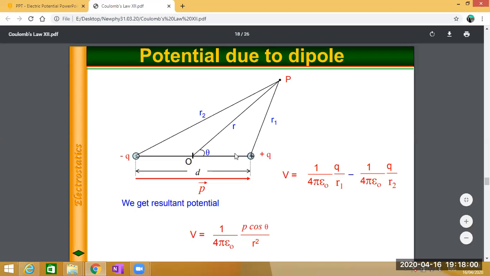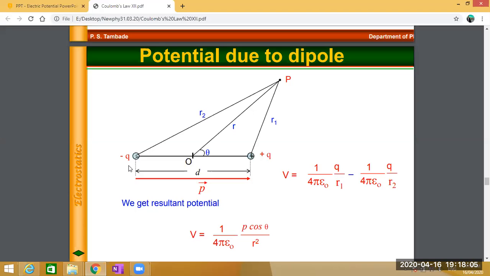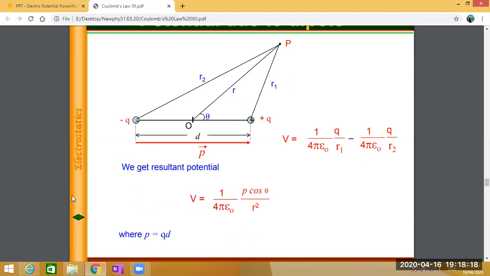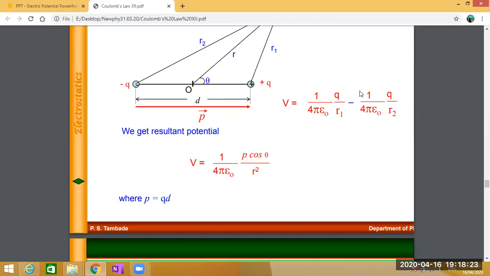The same situation applies here as in the previous case: V equals V1 plus V2. The only difference is that here Q1 is negative and Q2 is positive, equal and opposite, and their position vectors R1 and R2 are written. Now try to understand here. The resultant potential is obtained by taking 1 by 4 pi epsilon naught common and Q common. So we have in the bracket 1 by R1 minus 1 by R2. Say this is equation 1.